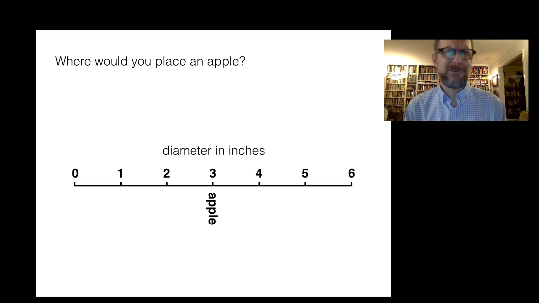Apples are usually bigger than 1 inch, and they're not as big as 6 inches. So somewhere in the middle, you have it anywhere there.